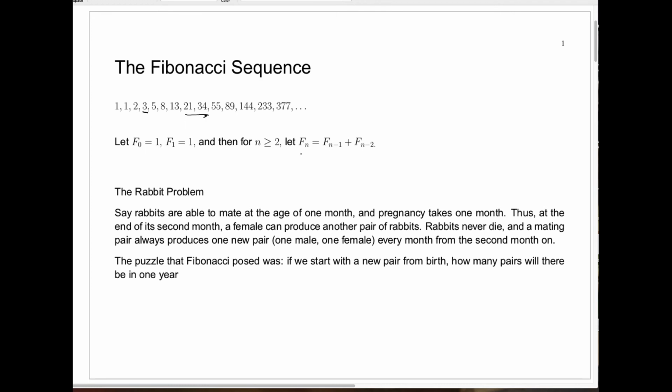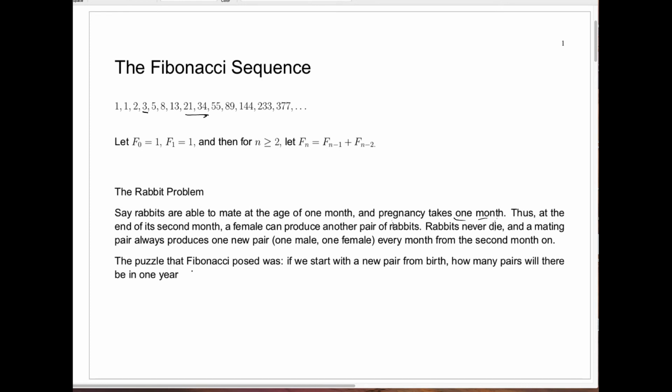We're interested in sequences like this because this sequence itself was first formulated by Fibonacci to answer the rabbit problem, which he posed. The rabbit problem is this. Say rabbits are able to mate at the age of 1 month, and pregnancy takes 1 month. At the end of the second month, a female can produce another pair of rabbits. Assume that rabbits never die and a mating pair always produces one new pair, one male, one female, every month from the second month on. Fibonacci's question was this: if we start with the new pair from birth, how many pairs will there be in 1 year?